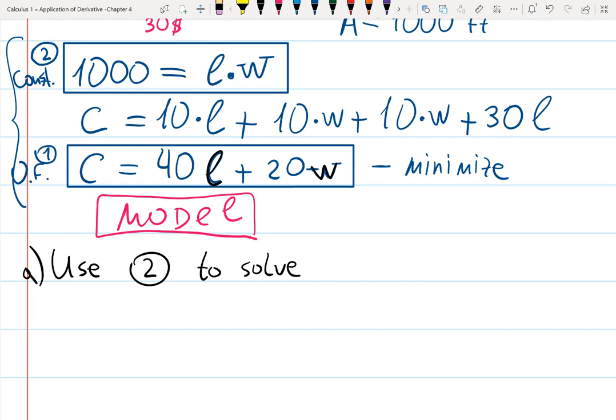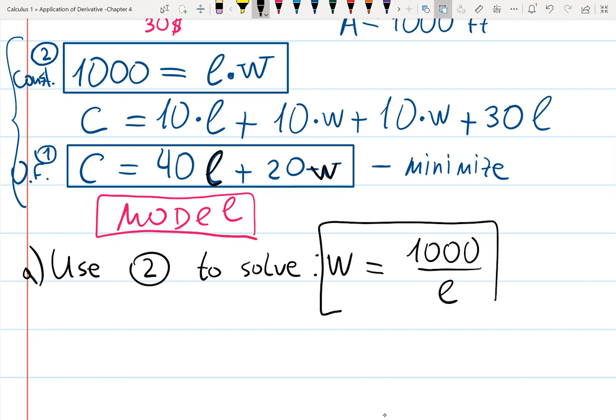For example, to be consistent, I will use my notes, and I can see that I don't know actually which one I did. I think I solved for width. Doesn't really matter. The width will be 1000 over L. Put it in the box, we will use it later because later at the end they will ask us to find the dimensions. That's both length and width.